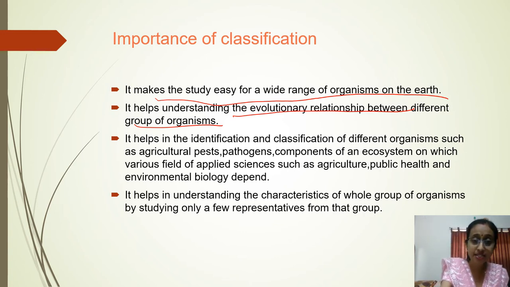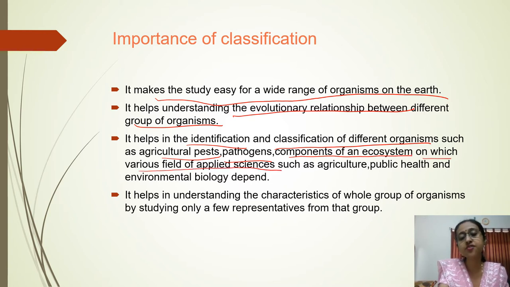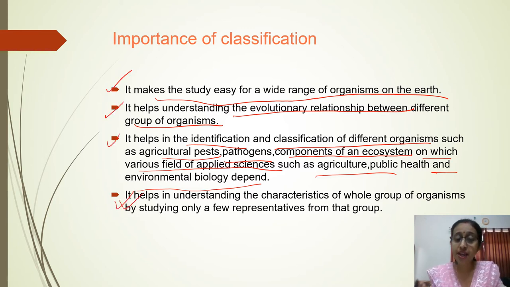Now, it is helping in identification and classification of different organisms such as agricultural pests, pathogens, components of an ecosystem, on which various fields of applied sciences depend, such as agriculture, public health and environmental biology. Now, these first three we know, but this last one is what? It is helping in understanding the characteristics of the whole group of organisms by studying only a few animals. So when we study a few representatives of that group, only then do we come to understand how the whole group will look or what the characteristics are.